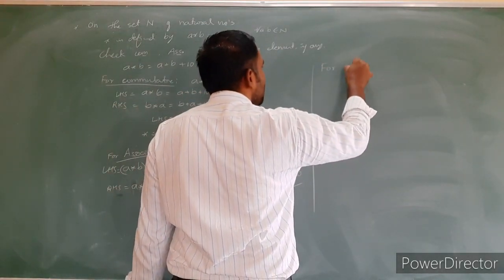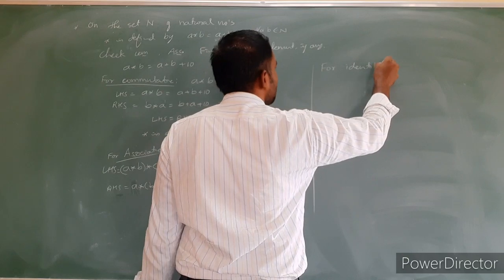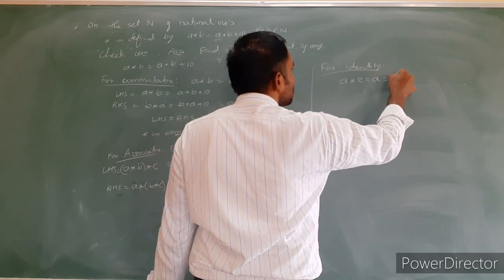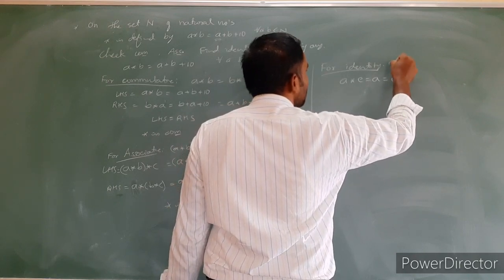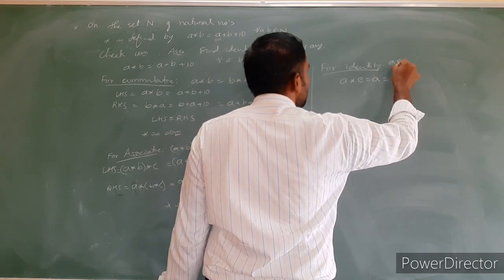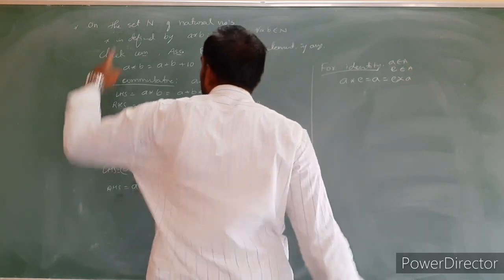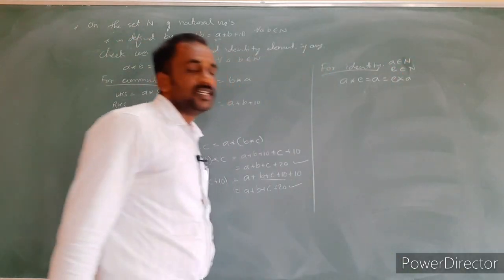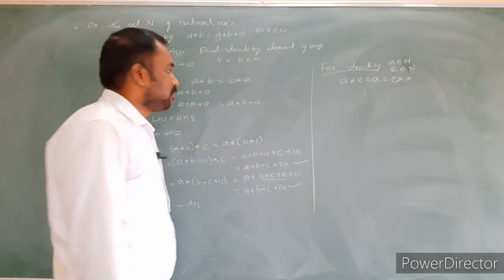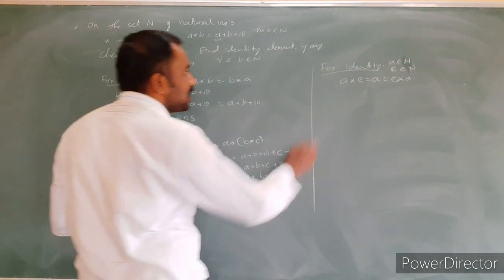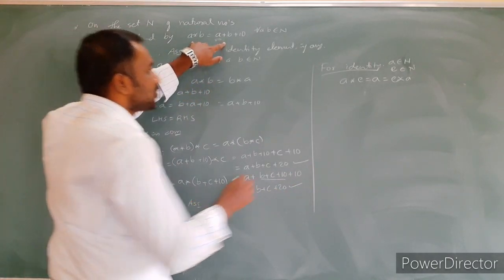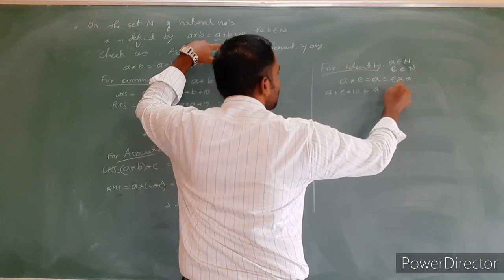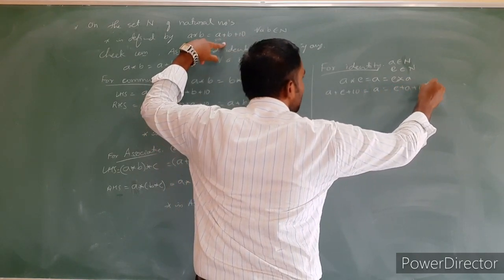For the identity, we already know the definition of the identity element. What is that? A star E is equal to A, as well as E star A is equal to A, for all A belonging to the set and E also belonging to the set. Here the set is the natural numbers. Both must be natural numbers. Okay, apply the definition. What is A star E? A star E is nothing but, here is my definition. What can we write? A plus E plus 10 is equal to A. E plus A plus 10 is that.